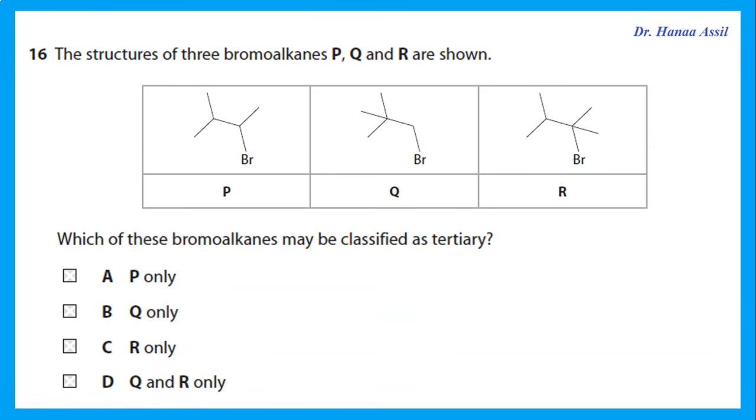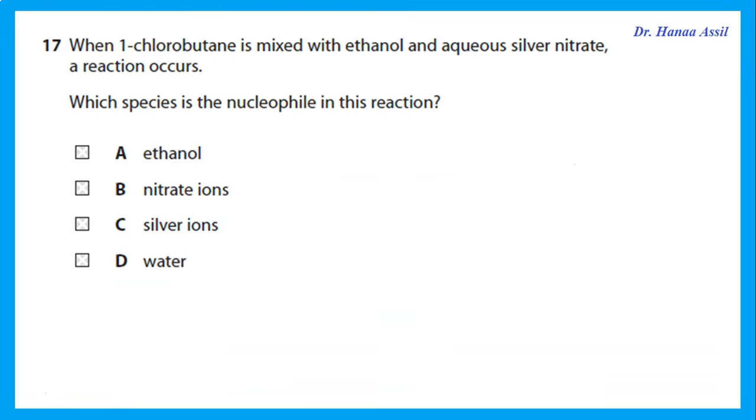The one that has the Br attached to a carbon that is attached to 3 other carbons. That's a tertiary. So which of these is a tertiary? You can see the Br here is attached to 3 other carbons. So this is the tertiary. P is a secondary and Q is a primary. We're looking at the carbons to which the Br is attached.